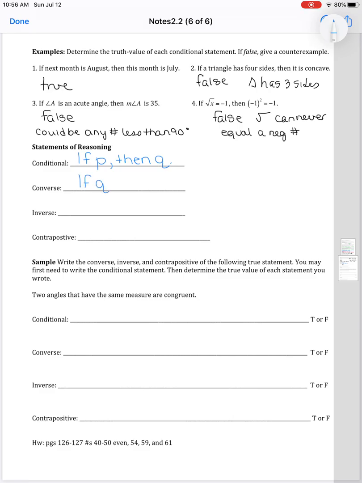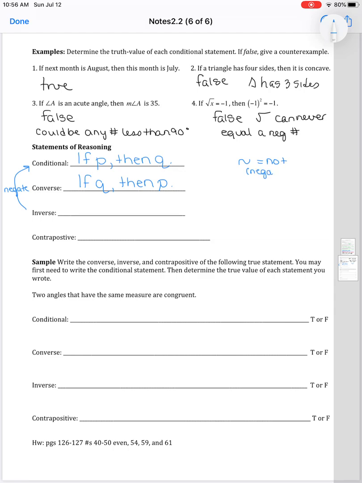The converse, what the converse does to the conditional is it flips it. So if the conditional is if P, then Q, the converse is if Q, then P. So they flip locations.